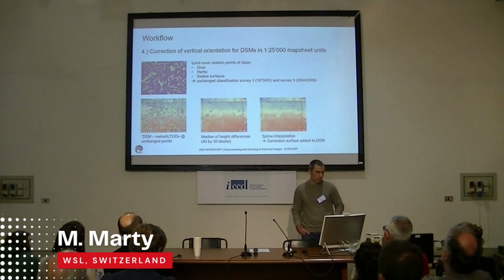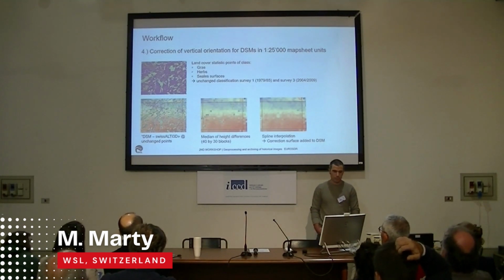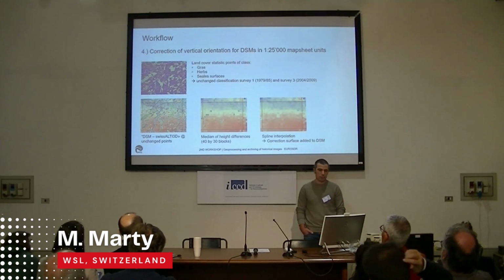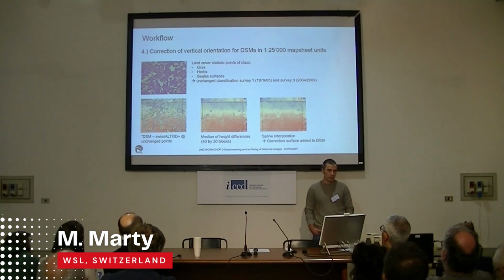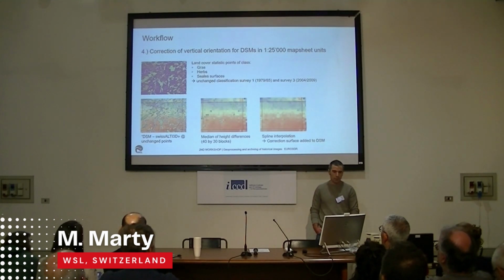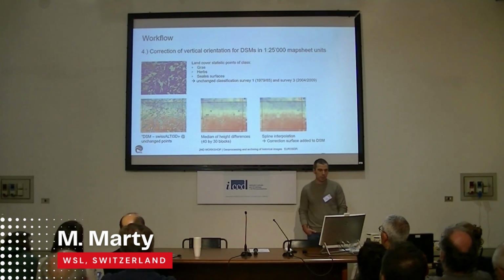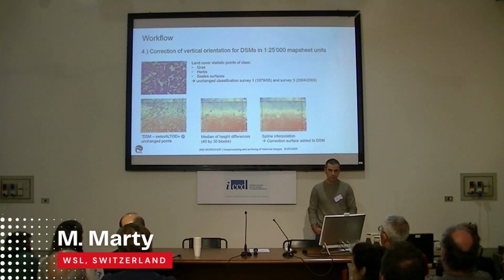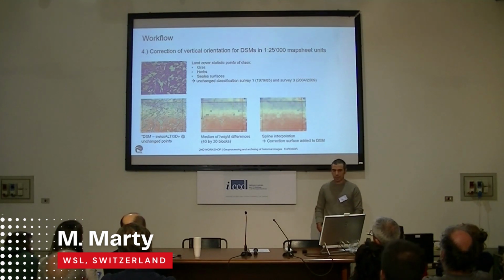Then we had to develop a workflow to correct orientation errors of the DSMs, and we also do this in these 25,000 mapsheet units. The way we do it, we take points of the class grass, herbs, and sealed surfaces from the land cover statistic data set. The criterion for these points, so that these are really ground points, is that they show unchanged classification between Survey 1, which took place from 1979 to 1985, and Survey 3, which took place from 2004 to 2009.